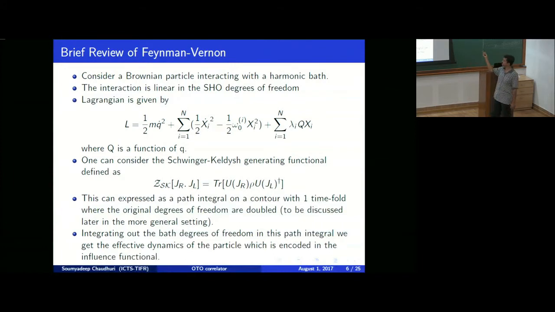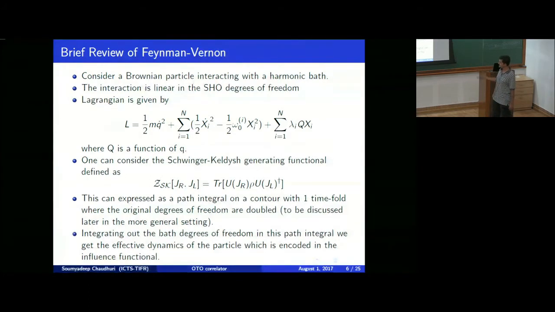If they were equal, then by cyclicity of trace you could bring u to the end of this trace, and they would have cancelled, and then you would have got just trace rho, which is 1. But if the sources are not the same, then you have something that is not trivially 1, and you can express this as a path integral on a contour with one time fold, where the original degrees of freedom are doubled.